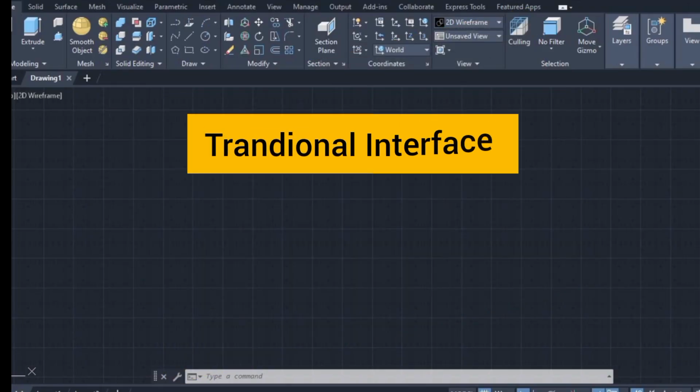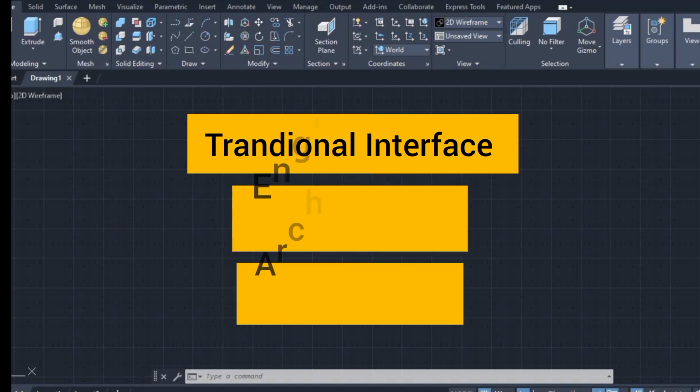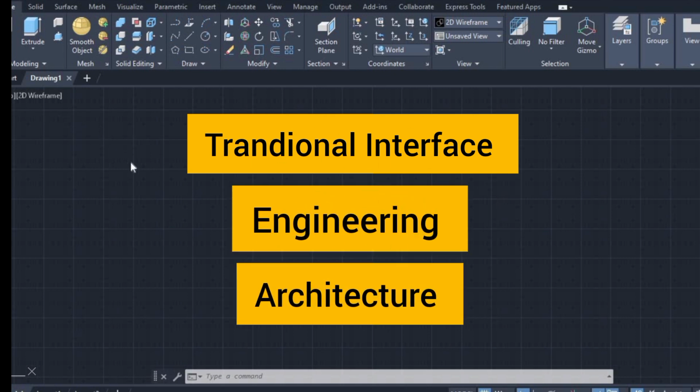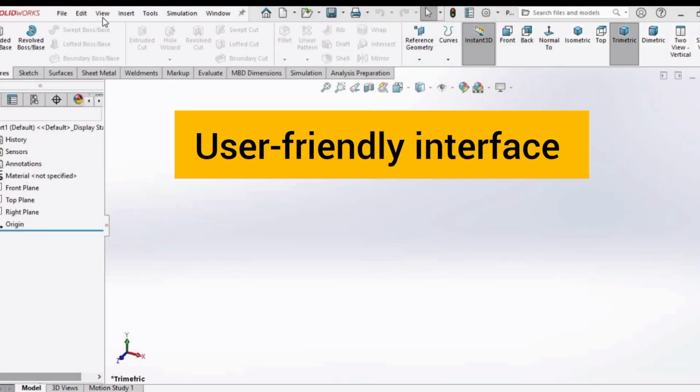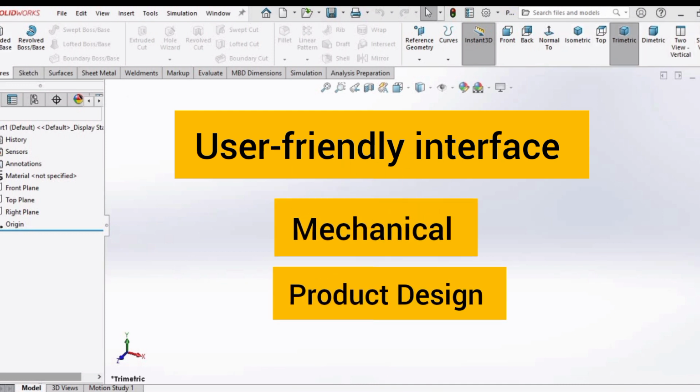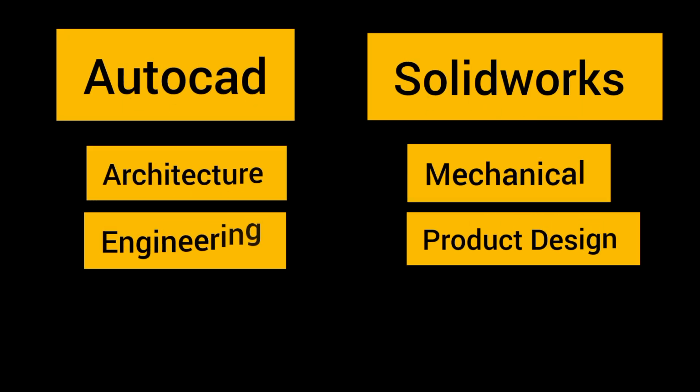AutoCAD offers a more traditional 2D drafting and 3D modeling interface, perfect for architectural and engineering design. On the other hand, SolidWorks provides a user-friendly 3D parametric modeling interface, which is ideal for mechanical and product design. So from this, we can understand that both software have very separate domains and applications. Let's see more about it.